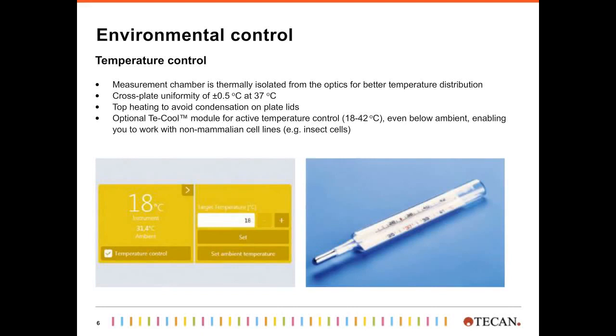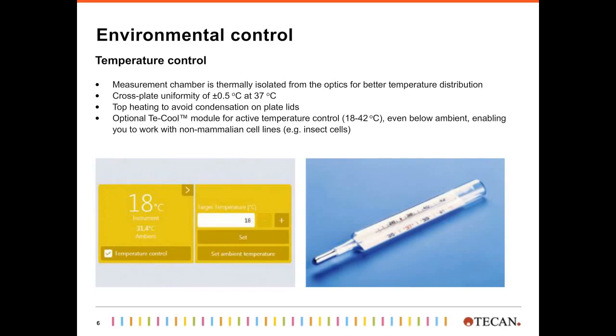So the first element that we incorporated in the system is environmental control. We need to keep the cells healthy during the analytical experimental time period. And the first element is the temperature control. For temperature control, we made sure to isolate the plate transport chamber from the optics in the system to guarantee the best possible temperature distribution in the system. That allows us to specify a cross-plate uniformity of plus minus 0.5 degrees Celsius.